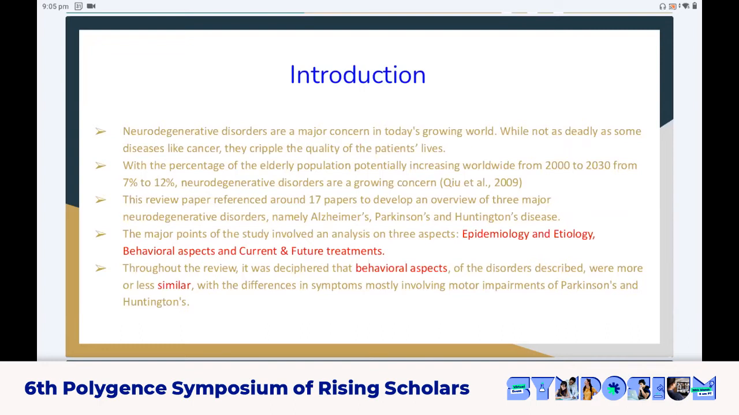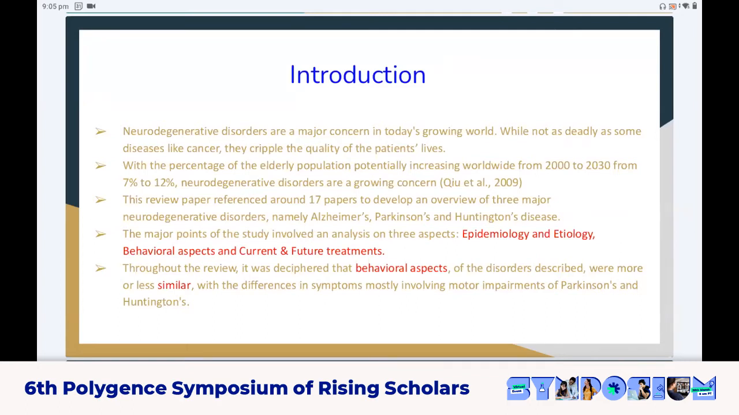Okay, so the three disorders that we focused on were Alzheimer's, Parkinson's, and Huntington's disease, and we analyzed these three on three major aspects, namely epidemiology and etiology, which describe the prevalence of these disorders and the brain regions that are affected. Then the second aspect was the behavioral aspect, describing the behavioral symptoms. And then we analyzed the current treatments available and potential future treatments for these disorders. At the end, we made a table of similarities and differences comparing these disorders.